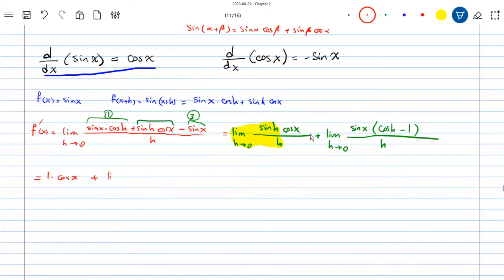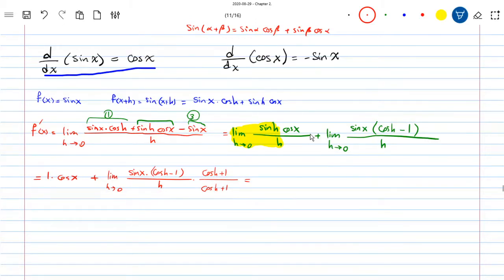The other limit is the limit of sine x times (cosine h minus 1) divided by h. If you replace h with 0, you get 0 over 0. So the trick here is that I want to multiply this by cosine h plus 1, both in the numerator and denominator. This is just to interchange the cosine into sine by using a specific identity.